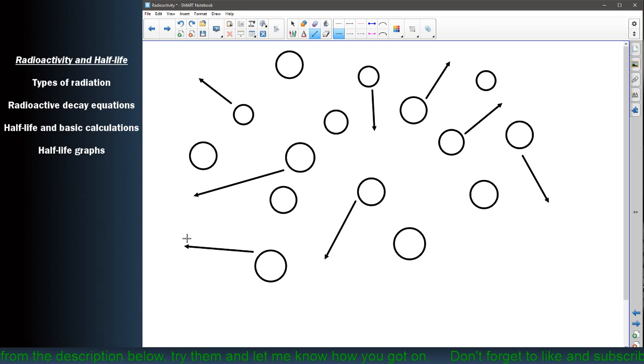And once I've got that half, I then know that that is the same number for the next half. It's the same amount of time every time. And it's not just for half, it's for any percentage, but half's nice and handy. And that's what half-life is.